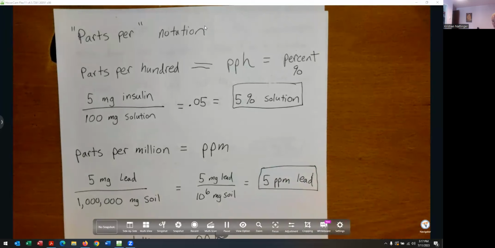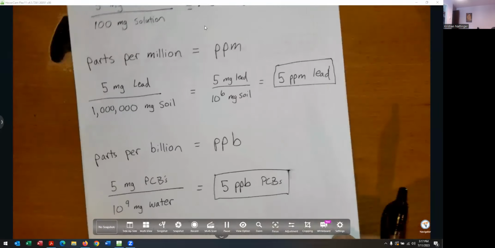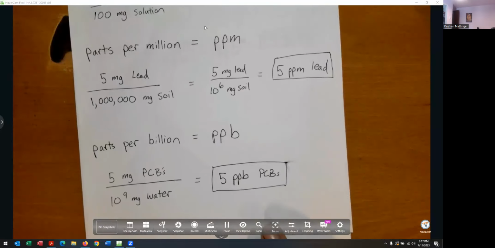And so when you get your lead soil sample back, it's going to say a certain number of parts per million. It's not going to say you've got 5 milligrams of lead in a million milligrams of soil, because you didn't send them a million milligrams of soil, right? You sent them a little tiny bag, maybe like 1 cup of soil. Of course, does it get bigger than that or smaller than that, I suppose? Yes, of course. So parts per billion is another common one.